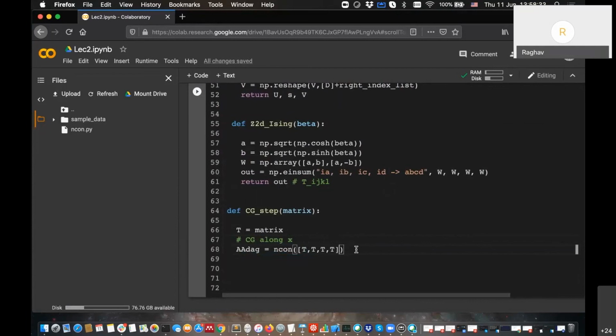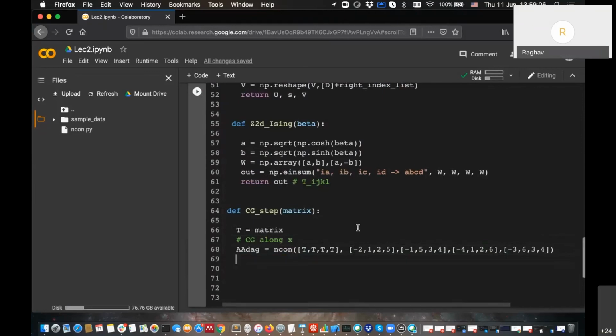The network pattern of contraction is something like this: -2, 1, I'll show how I'm writing this in a moment. Let me write it down, and then 1, 5, 3, 4, -4, 1, 2, 6, and the last one is -3. You can already see that there are 4 negative integers. That's because the output tensor is going to have rank 4.